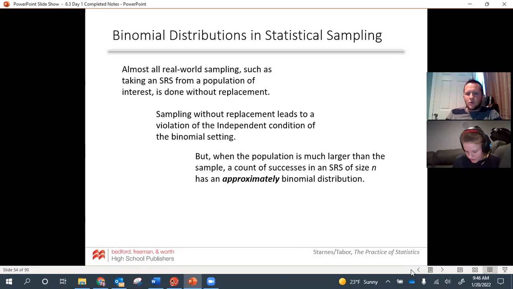So what we're going to do is come up with a way to get around that, okay? When the population is much larger than our sample, then it's not going to make a big difference, okay? It will still be an approximate binomial distribution, which will be okay.